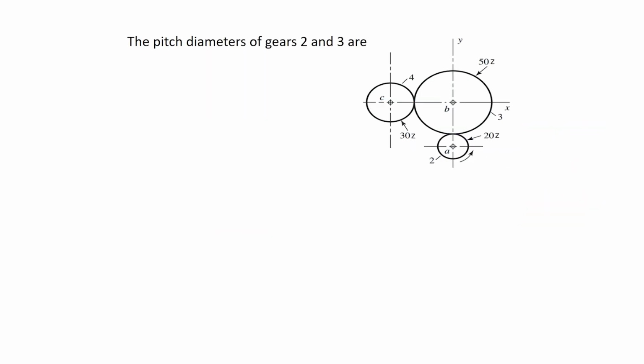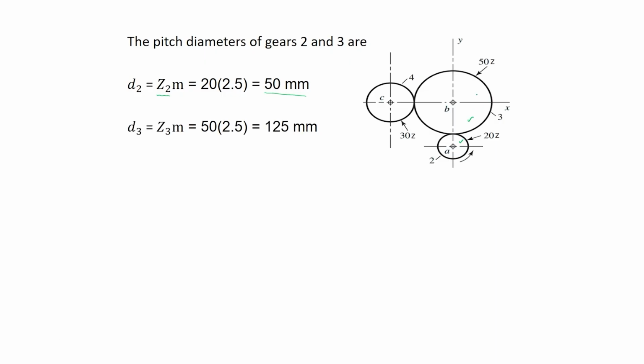The pitch diameters of gear 2 and gear 3: D2, the pitch circle diameter of the pinion, or gear 2, is equal to the number of teeth on the second gear multiplied by the module, and that is equal to 50 mm. Similarly, D3, the pitch circle diameter of the third member, which is the idler, is equal to the number of teeth on the idler multiplied by the module, which is 125 mm.